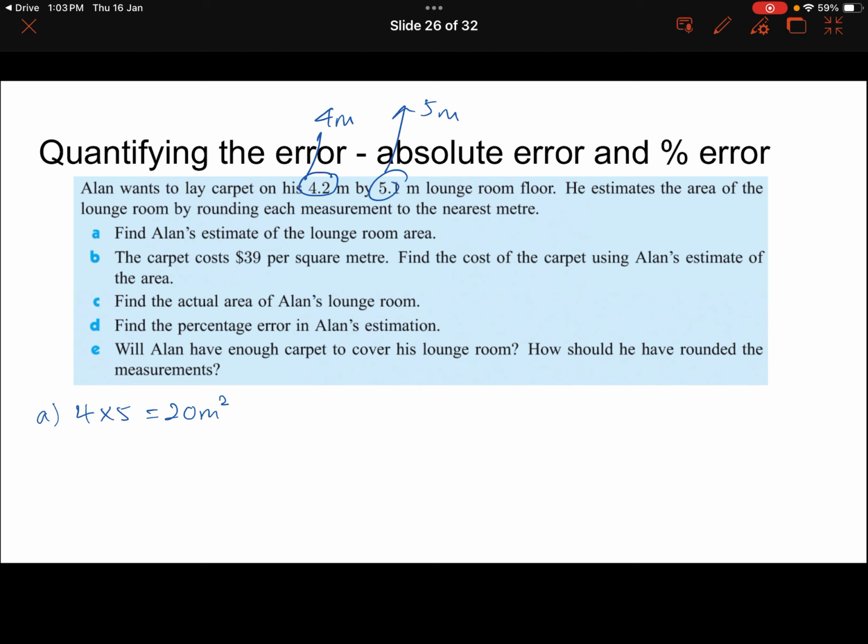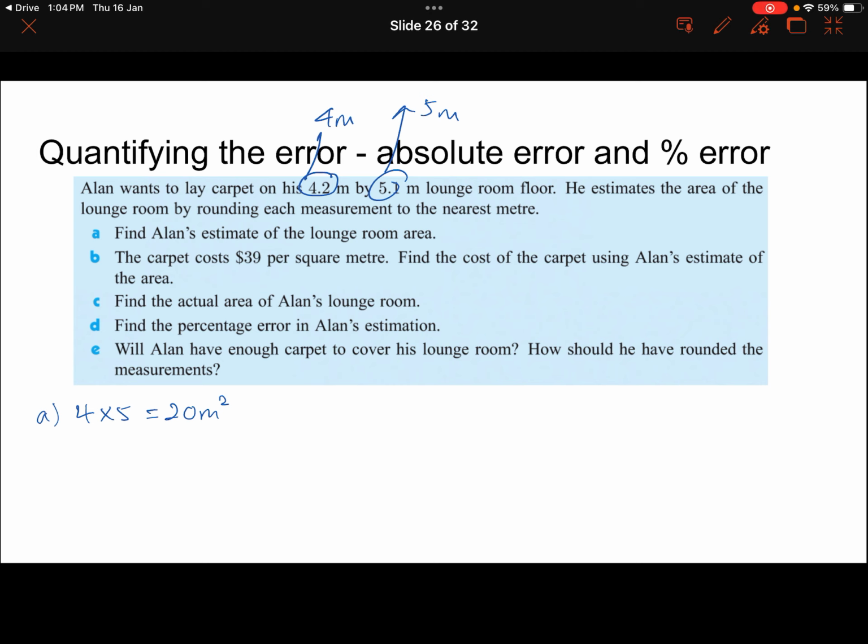Rather than just looking at 4.2, 5.1, because 4 meters is reasonable, all right? 5 meters is reasonable from a mathematical perspective. It makes the calculation so much easier as well. But contextually, this becomes a little problem, okay? We come to this shortly.